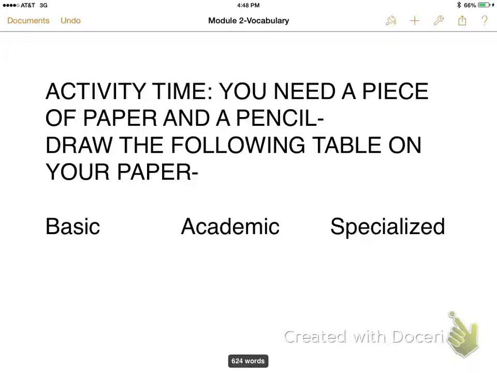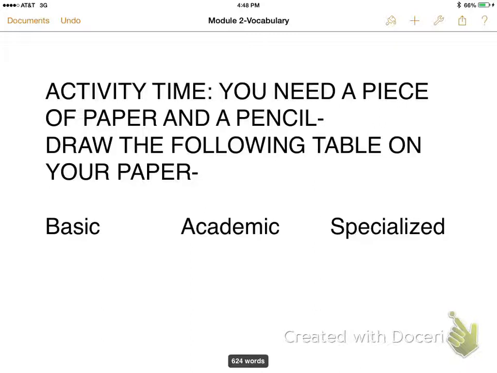You got your paper out? You need to be taking notes. If you haven't been doing that, back up, listen to me again, and write down some notes. Here we go. Basic, academic, and specialized activity.